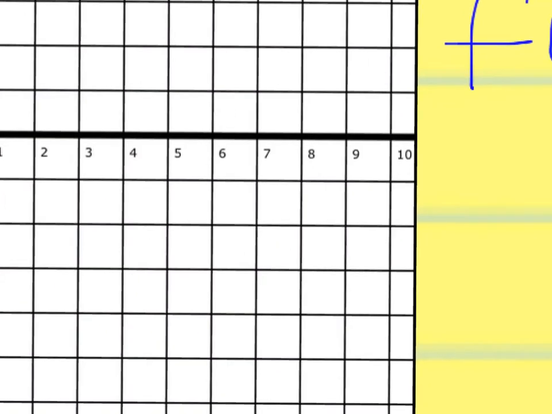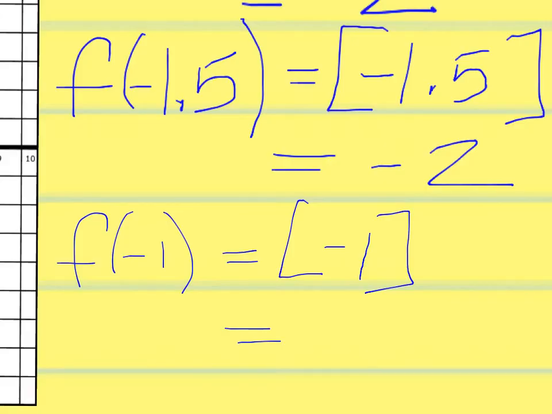Now look what happens when I put in a -1. If I put in a -1 into this function, what is the greatest integer that is less than or equal to a -1? Is 0 less than or equal to -1? What's less than or equal to -1 as an integer? -1. The greatest integer that is less than or equal to -1 is -1. So I put in a -1 and I get back a -1. That's right here.